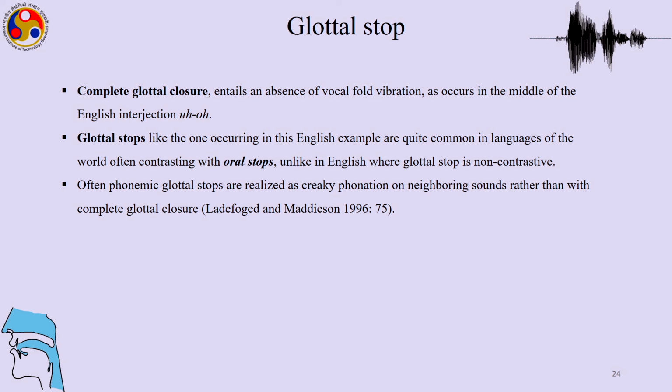So, unlike that, in the continuum, if you remember, the glottal stop is the last in terms of its aperture closure, and so complete glottal closure entails an absence of vocal fold vibration as it occurs in the middle of the English interjection. So, it is common in English interjections. Glottal stops also occur in English, contrasting with oral stops sometimes. In English, they are not contrastive. In other languages, they are contrastive with other stops.